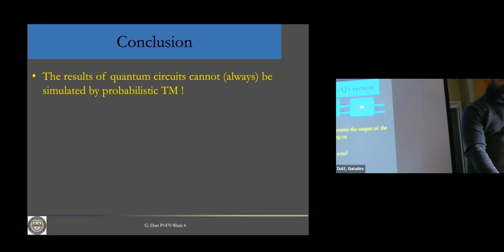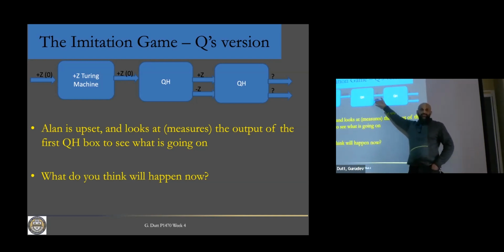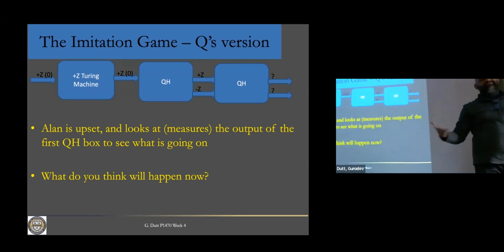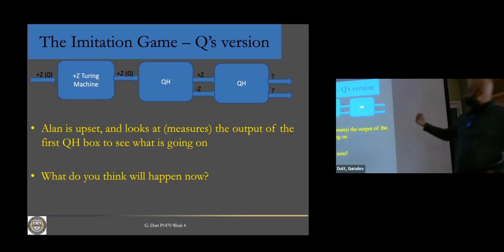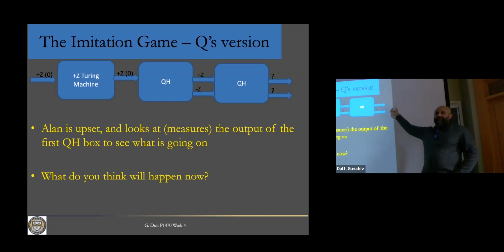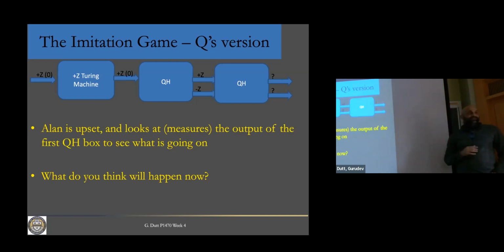The reason, of course, is our old friend superposition, right? Suppose Alan gets upset and looks at the output coming out of the QH box. Basically, he's measuring whether the qubit is in the 0 or the 1 state. Then what do you think he gets at the output here? Yes, 50-50, exactly. So it's back to our old friend, the watched pot never boils: the watched particle collapses into a wave function and then returns to being a classical object.